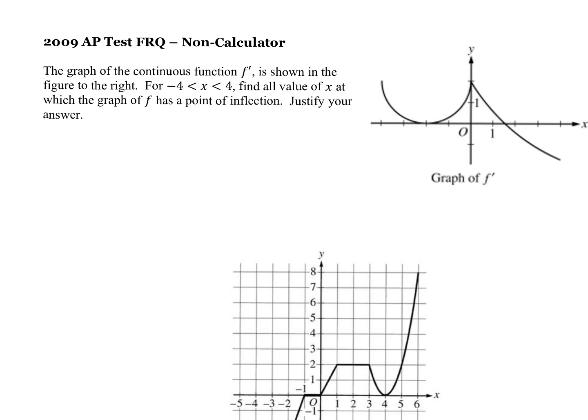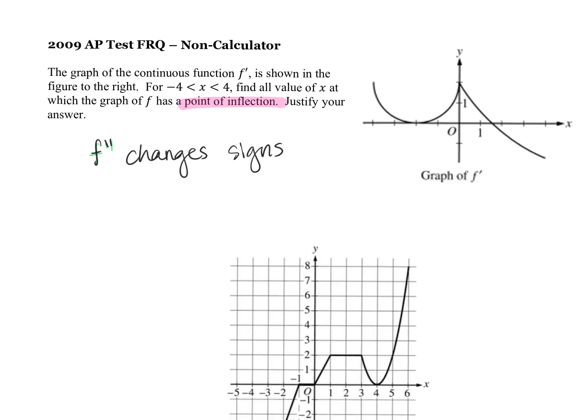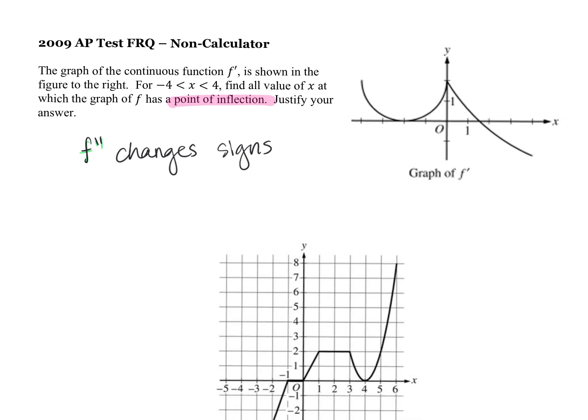Now they said, where does the f have a point of inflection? That justification, point of inflection, is when f double prime does what? F double prime changes signs. That's my justification. What is f double prime here? Negative. What's f double prime here? Positive. So what happened at -2? Point of inflection, because f double prime went from negative to positive. My f double prime changed signs. So we're going to say at x is -2.